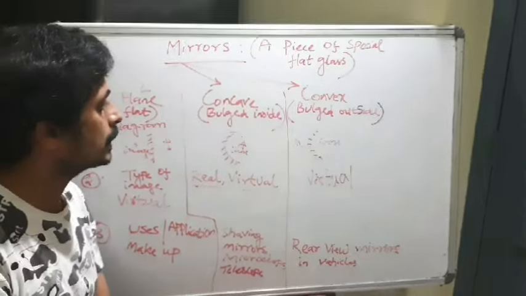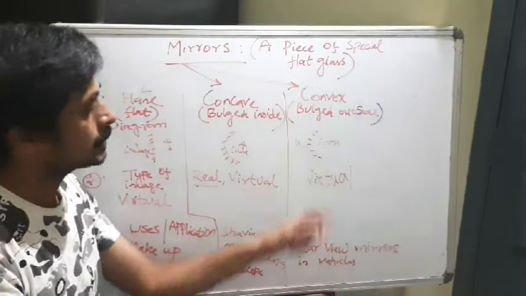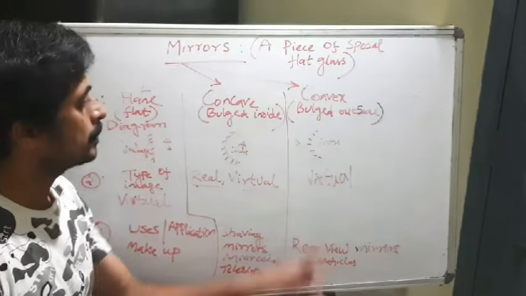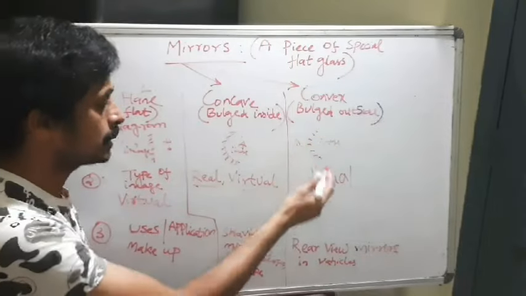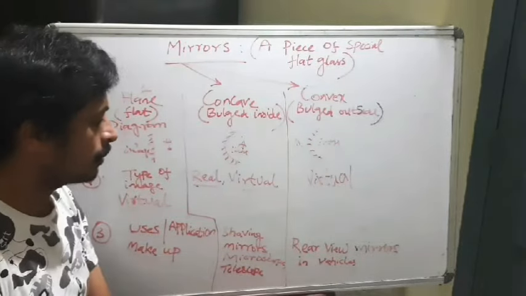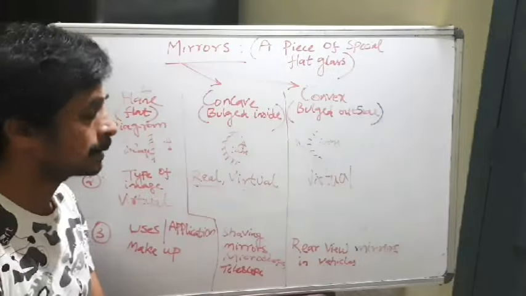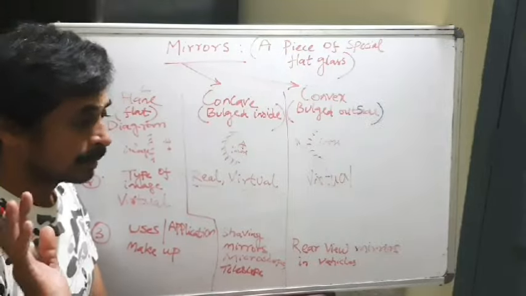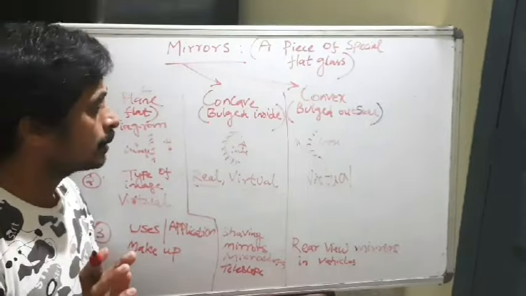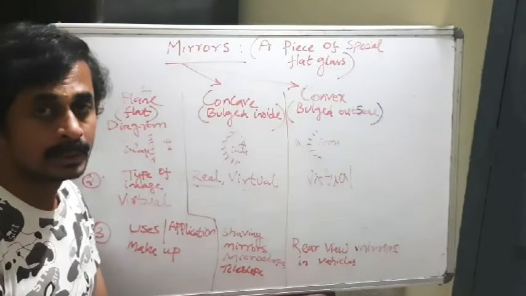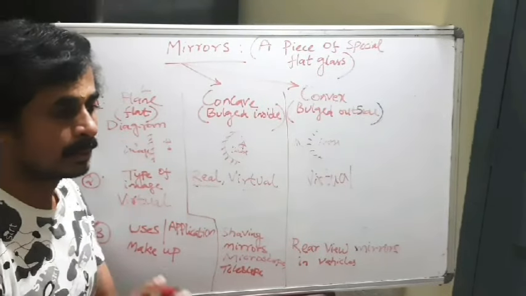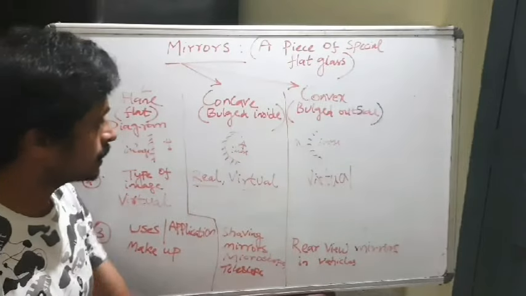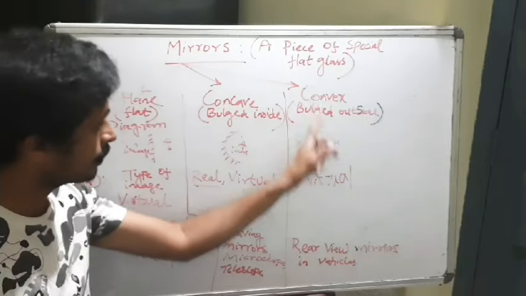Next, convex mirrors. They always produce diminished images. For example, convex mirrors are used as rear view mirrors in vehicles. In the mirrors you are able to see small images of the objects that are coming behind the vehicle. So those are the diminished images you are going to see in the case of convex mirrors.